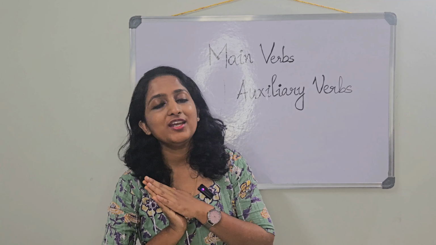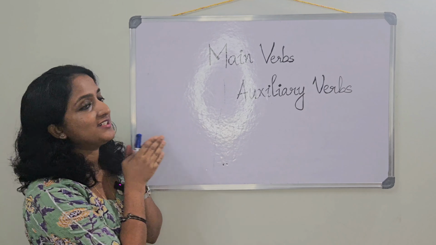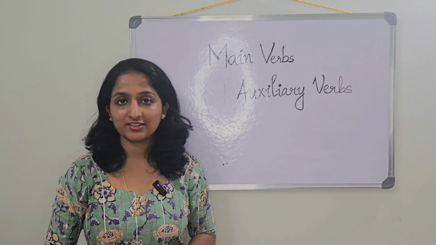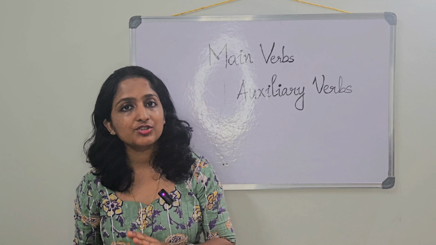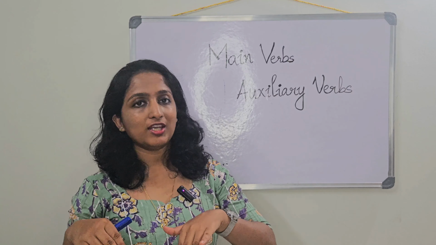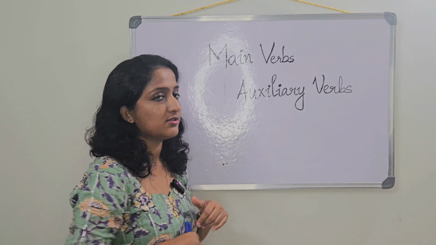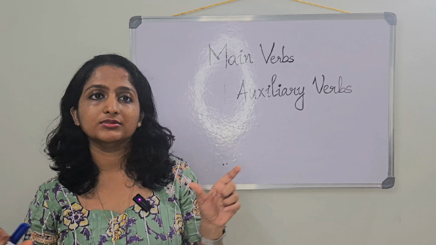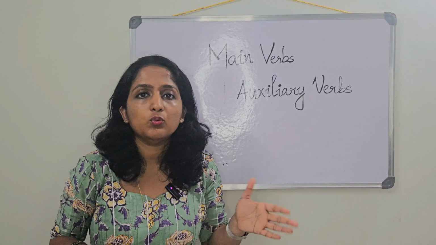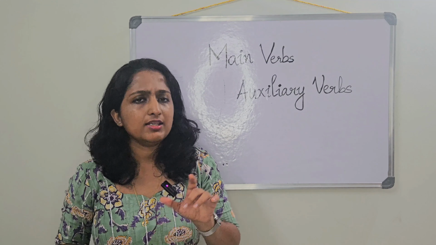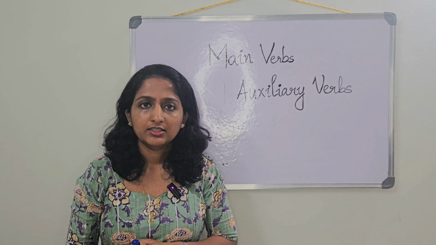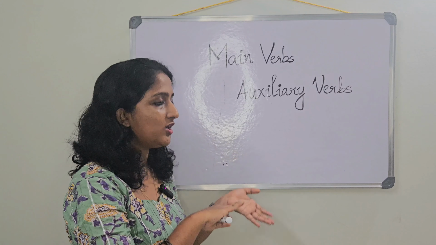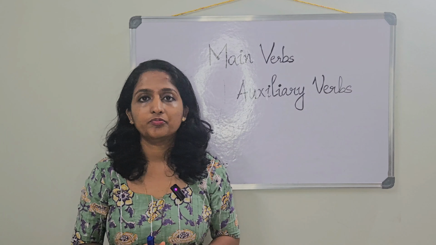So today we are with a new topic, that is main verbs and auxiliary verbs. Last video was about regular and irregular verbs. So today it's two different kinds of verbs, main verbs and auxiliary verbs. It's a rather simple topic, very easy to understand. What is a main verb and what's an auxiliary verb?